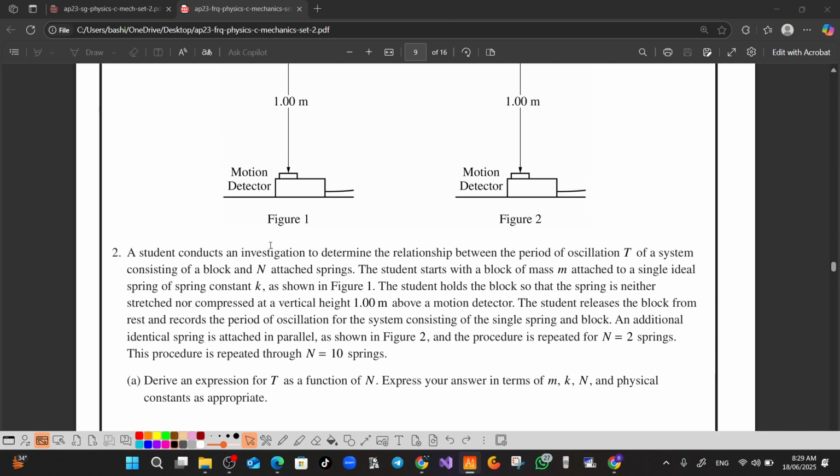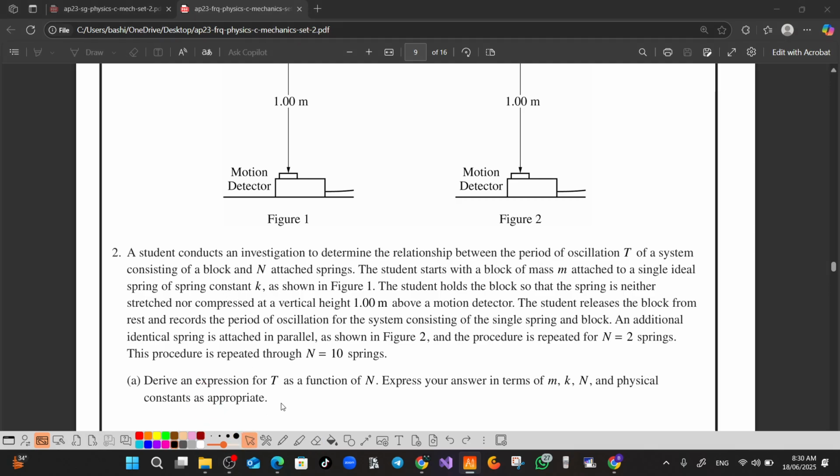A student conducts an investigation to determine the relationship between the period of oscillation T of a system consisting of a block and an attached spring. The student starts with a block of mass M attached to a single ideal spring. What does it mean by ideal spring? Ideal spring means this spring obeys Hooke's law, which means omega equals the square root of K over M, and the period that we found in the table of information are valid in this situation, and no need to provide any proof in order to use them. We can use them directly.